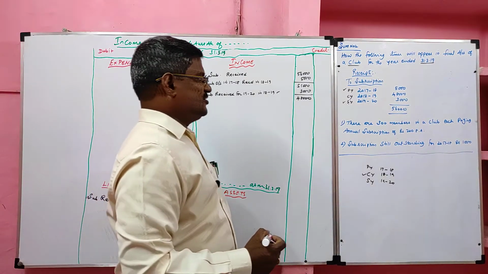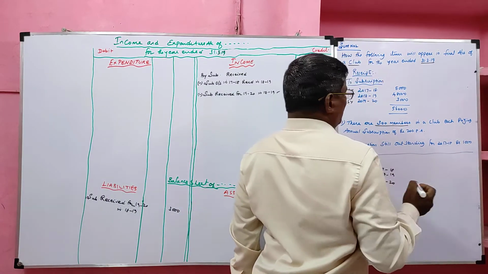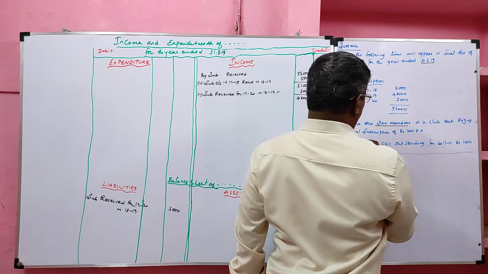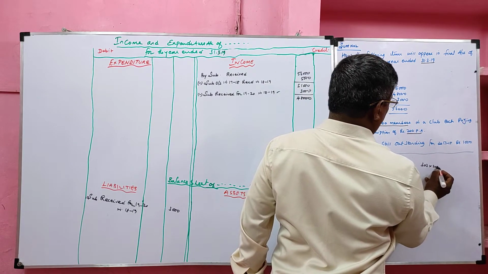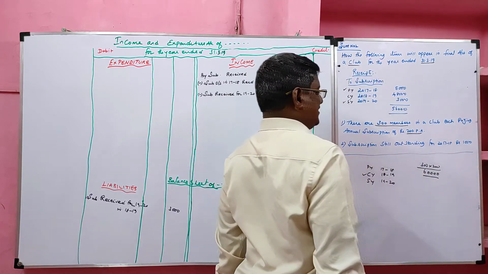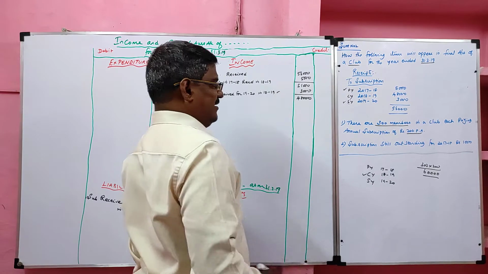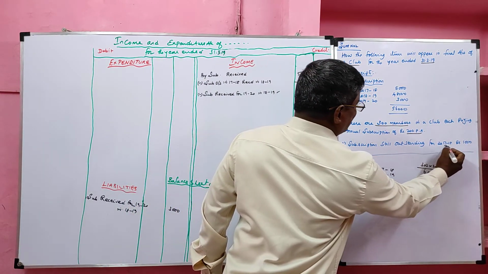Next, first adjustment. There are 300 members in that club, each paying annual subscription of 200 per annum. So 300 into 200. So total subscription to be collected is 60,000. That we'll consider later.